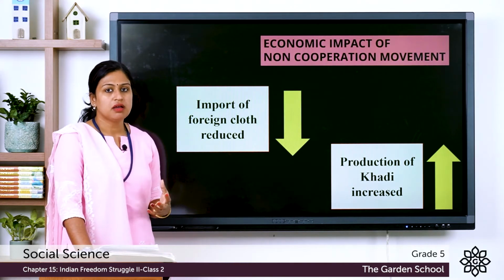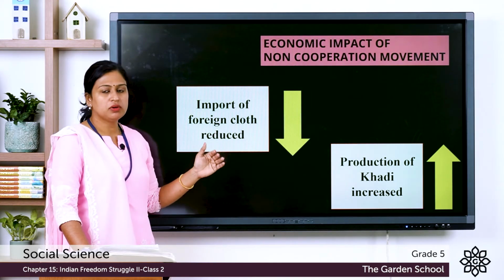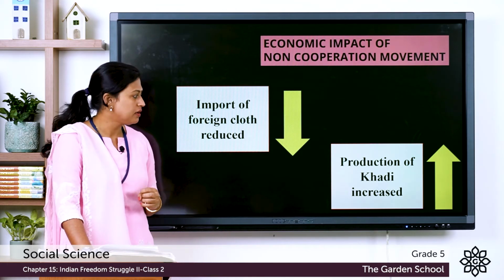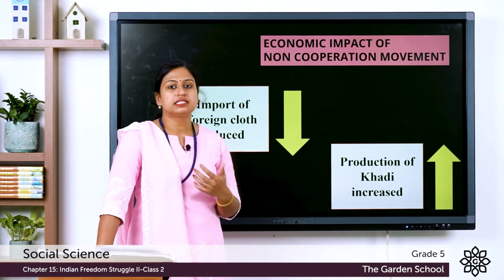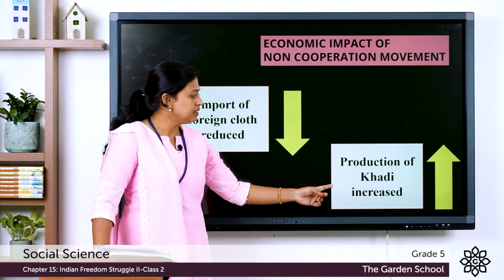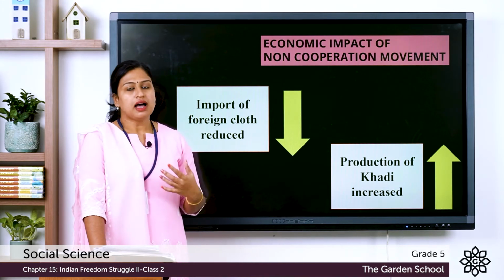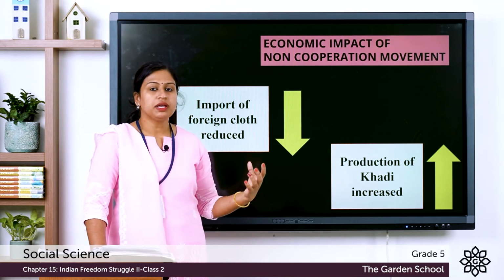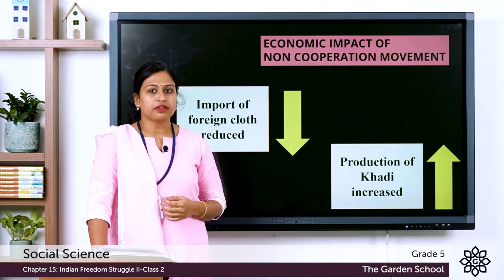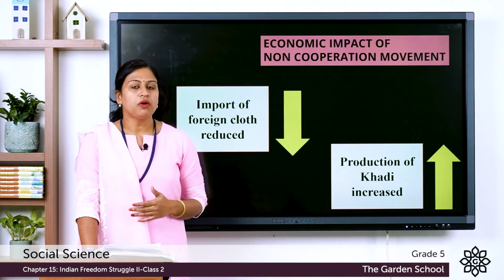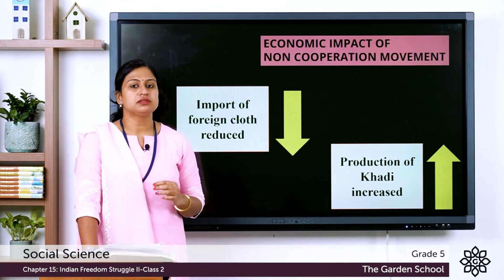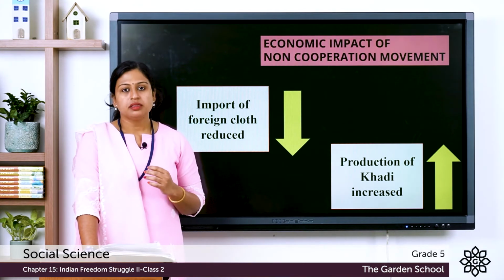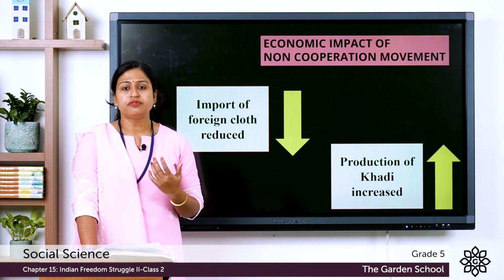Because of this boycott, the import of foreign clothes reduced by 50%, and this was a huge loss to the Britishers. And because of boycotting of foreign clothes, there was an increase in the production of khadi. Khadi was produced in India, and this production increased the number of Indian industries and factories in India. With the support of a lot of Indians, this movement became a big challenge to the British rule. But the movement could not be continued for a long run.